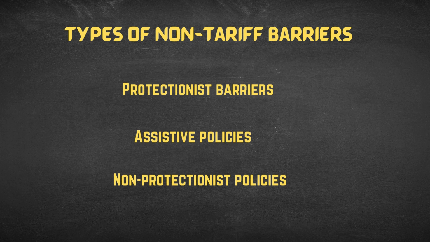Now, non tariff barriers may take the following forms. These are the three types of non tariff barriers. First one is protectionist, second is assistive policies, and the third is non protectionist policies.